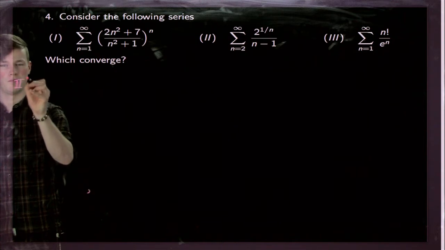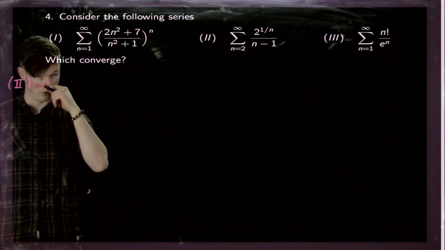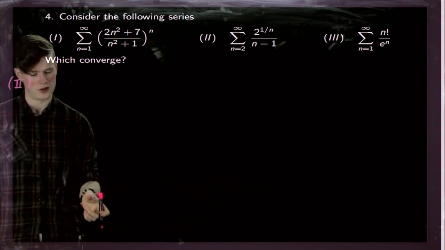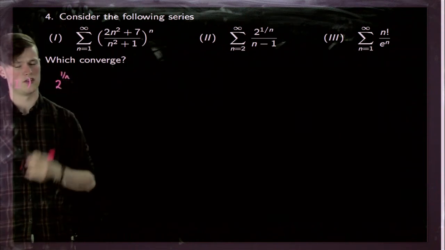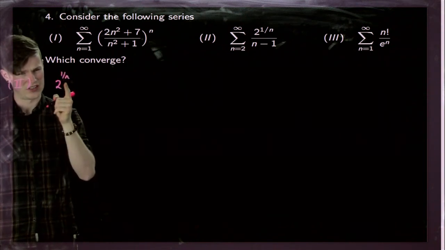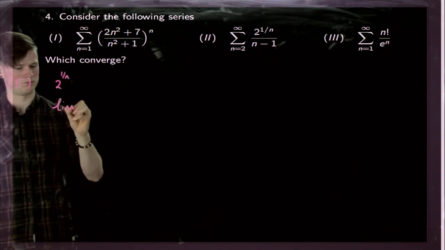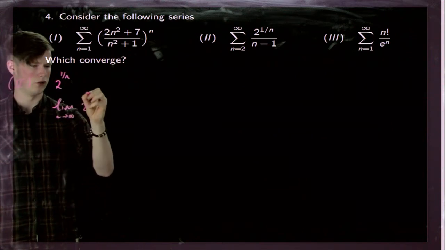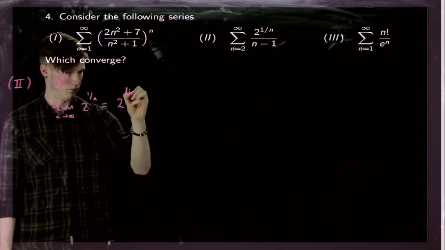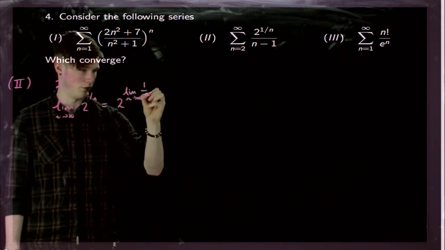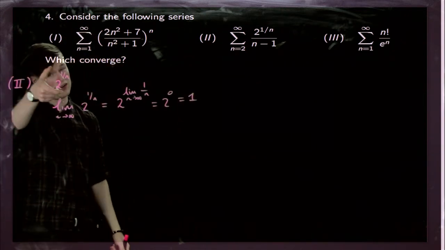For the second problem, we want to look at the sum from n equals 2 to infinity of (2 to the 1 over n) divided by (n minus 1). Whenever you're faced with a question, you should think, what's making this strange? The strangest object involved in this is 2 to the 1 over n. So I'd like to understand this guy's behavior as n goes to infinity. The limit as n goes to infinity of 2 to the 1 over n is, because 2 to the x is continuous, 2 to the limit of 1 over n, which is 2 to the 0, which is 1. So in the limit, this is going to behave like 1.